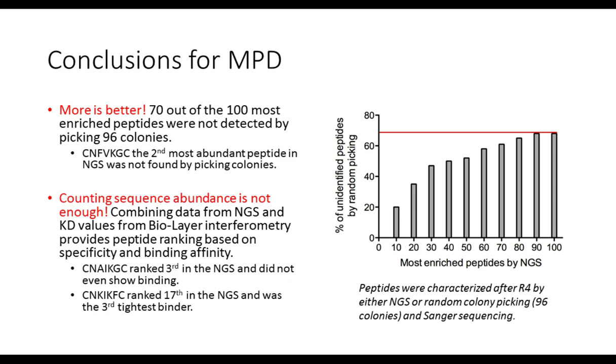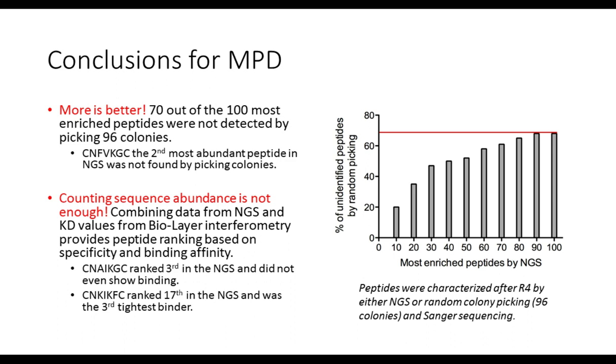So the conclusions for MPD here: more is better. 70 out of the 100 most enriched peptides were not detected by picking 96 clones, which we did side by side. The second most abundant peptide in NGS wasn't even found by picking clones. So you would expect to find at least the second most abundant binder by picking 100 clones, but we just didn't. So this is what you would miss if you only pick clones.